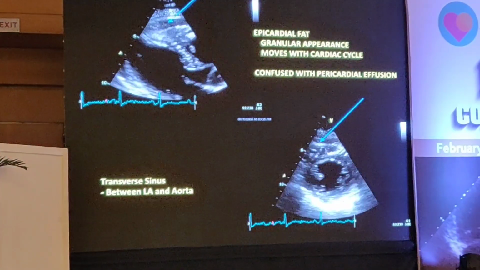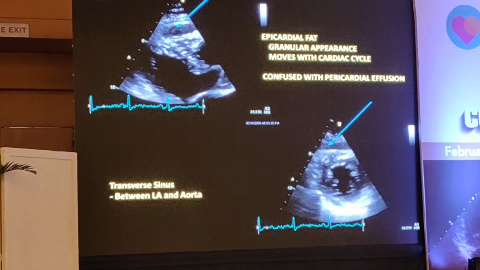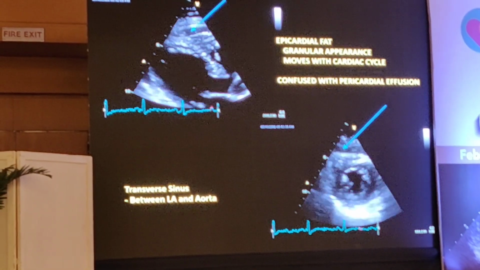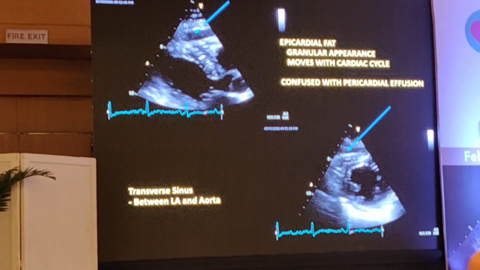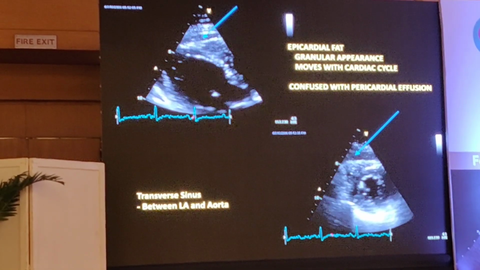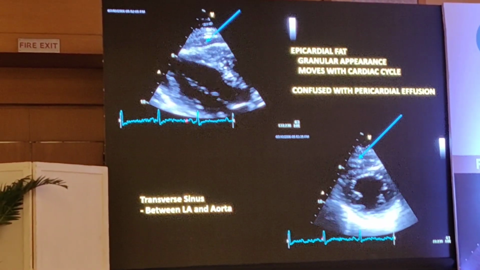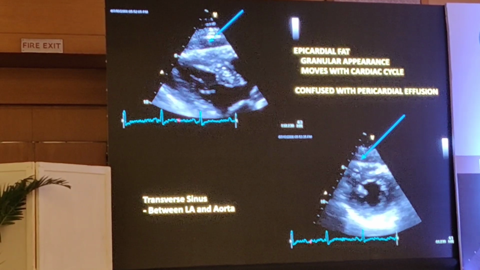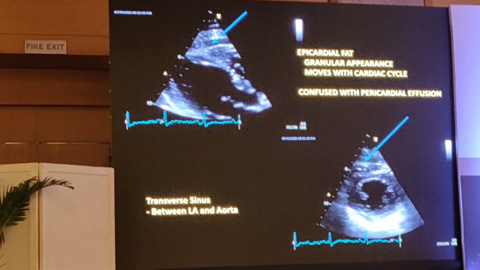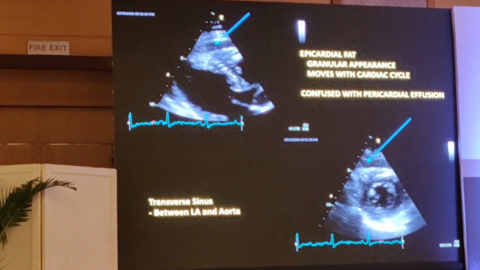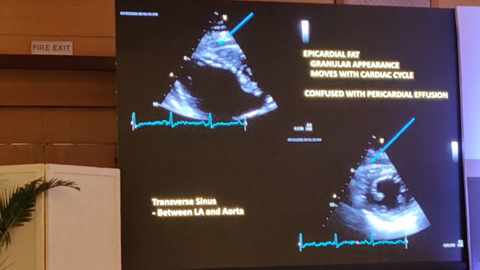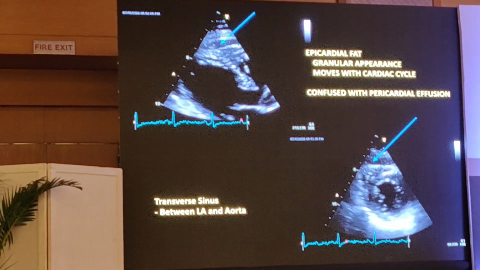And just the last few slides. The other thing you should be aware of is the epicardial fat, which is usually seen anteriorly, most of the time associated with the right ventricular free wall and in the interventricular grooves. So it is more granular. This is mistaken many times for pericardial effusion, so just keep this in mind. An isolated echolucency appearing anteriorly is very unlikely to be a pericardial effusion, more likely to be epicardial fat. And then you also have the transverse sinus, an echolucent area between the LA and the aorta.